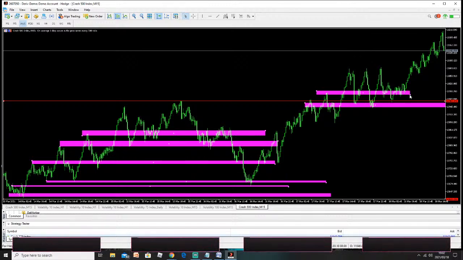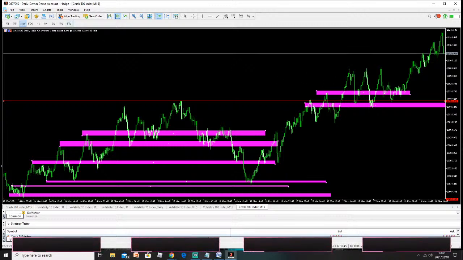If you don't have a strategy as yet, when you do design one or you get one, try and use it on a live demo, and try and fix that strategy for yourself.